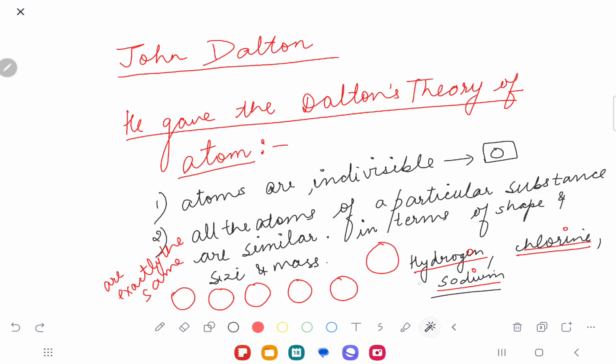In terms of what? They're all spherical, you can see. They're all circular, spherical. Are you understanding? They are of the same size. Third, what is there? That their mass is also the same. So if this is 1 U in mass, this is also 1 U in mass. What is U? U is atomic mass unit.